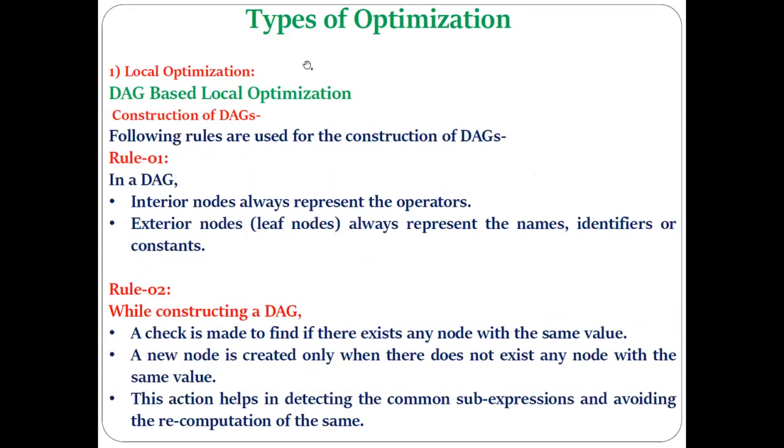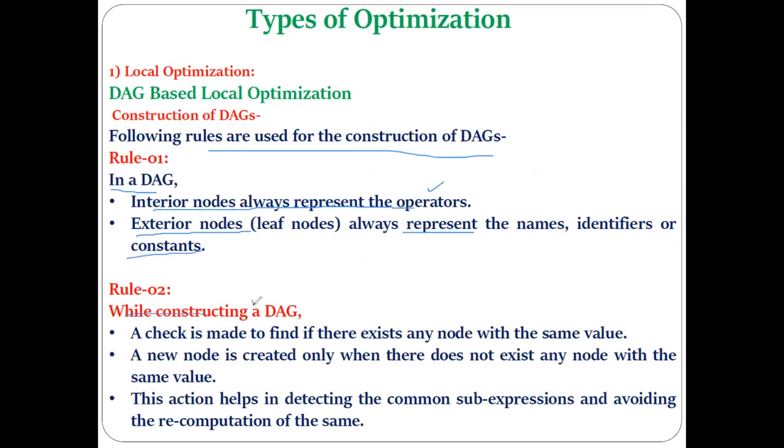Okay. Now, how to construct the DAG? I told you last time also, still I have mentioned here the rules of constructing the DAG. The interior nodes always represent the operators in the DAG. External nodes always represent the name, identifier or the constant.